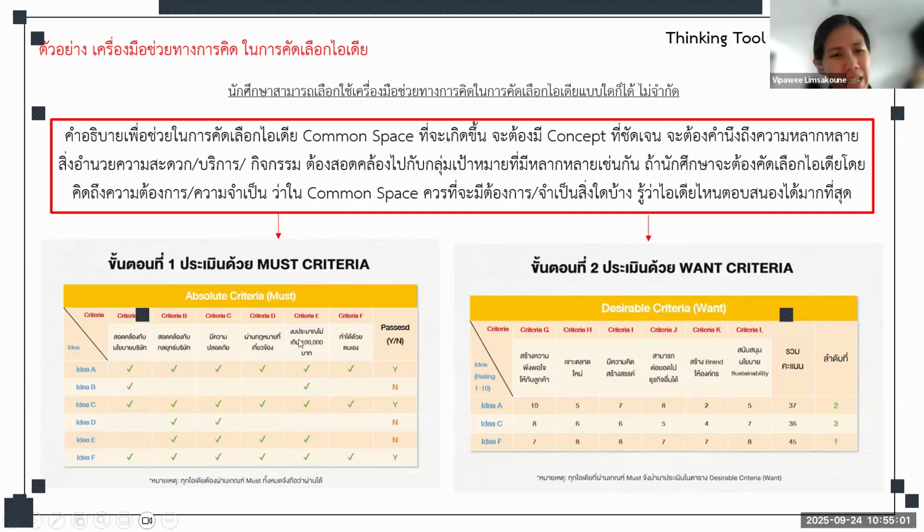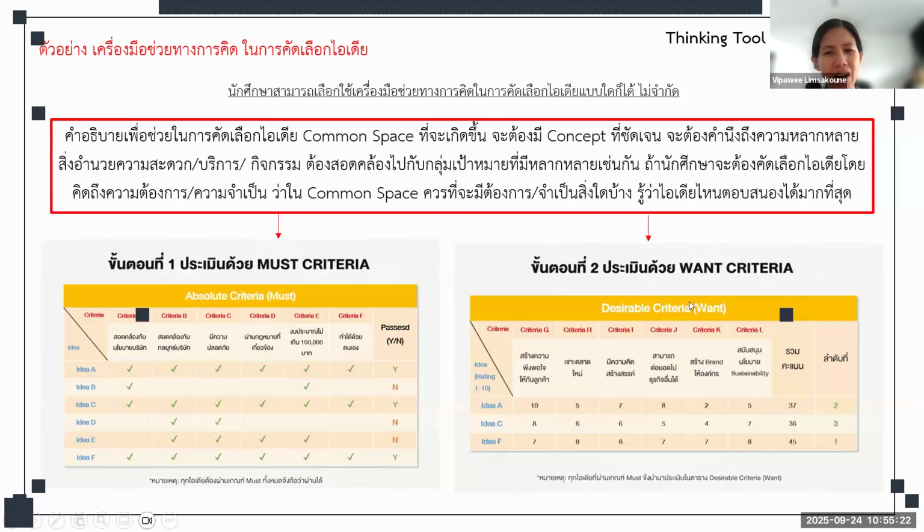Is the budget within the amount that you want? Okay. Will you be able to make this product? Okay. So if it meets the criteria, that idea could continue to the desirable criteria.